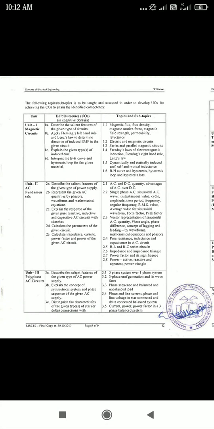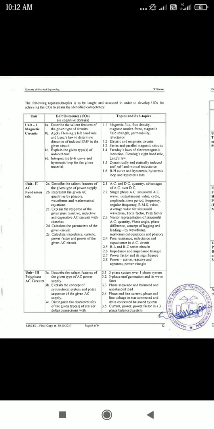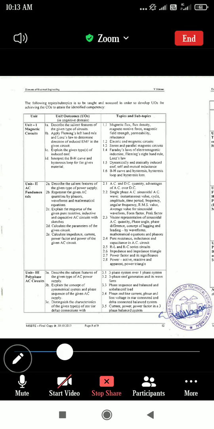Then the next point of this unit is single phase AC sinusoidal. In this point, we discuss what is meant by instantaneous value, then what is meant by cycle, amplitude, time period, frequency, angular frequency, RMS value, average value, form factor, and the last one is peak factor. All these definitions we discuss in this unit.